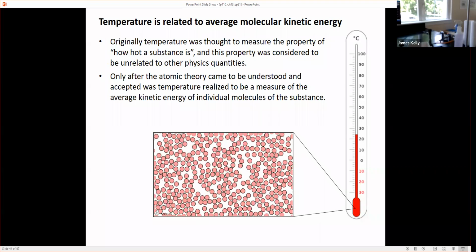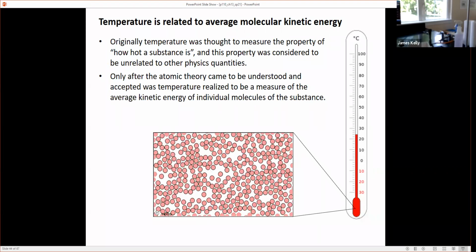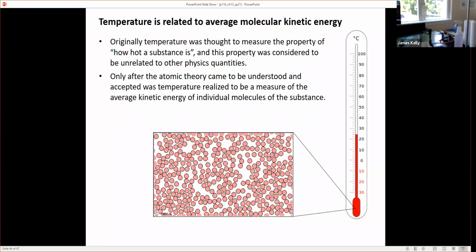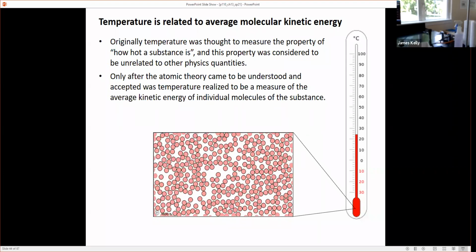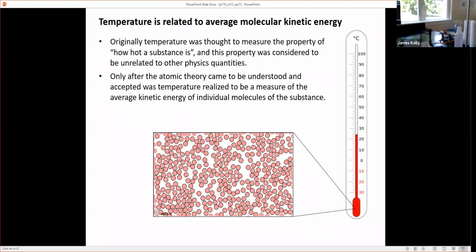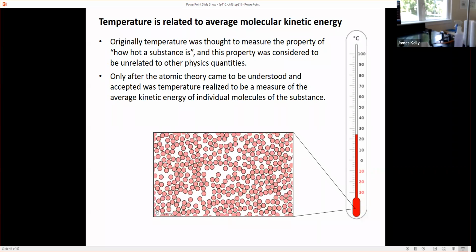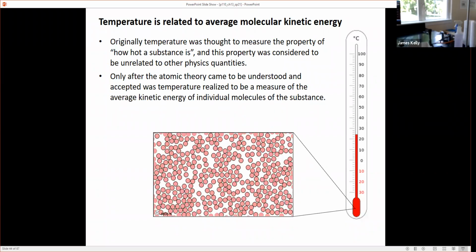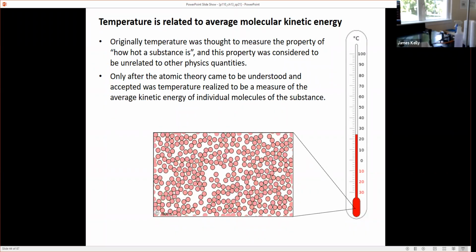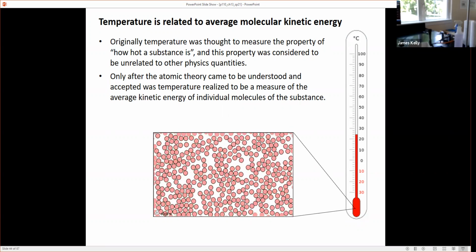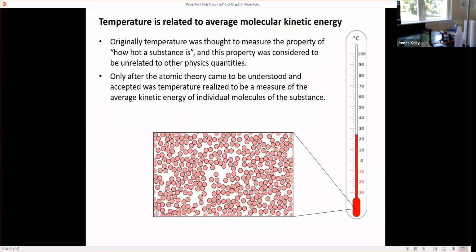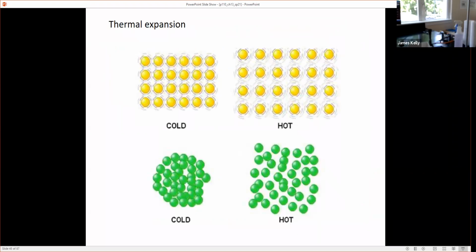So it's telling you about the average 1/2 mv squared. Some of those molecules are going more slowly, some more quickly, but if you average them all together, you get something that's proportional to the temperature, or at least related to our SI unit of temperature that way. So higher temperature means molecules moving faster, essentially.